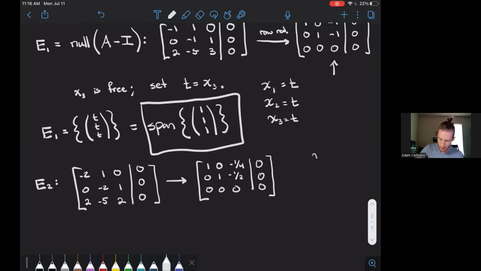This tells us that x1 is positive 1/4 x3. I haven't defined the parameter yet, so this looks a little bit different from what I just wrote. We'll define a parameter in just a second, though. So x1 is 1/4 x3, x2 is 1/2 of x3, and x3 is just x3, which is free.